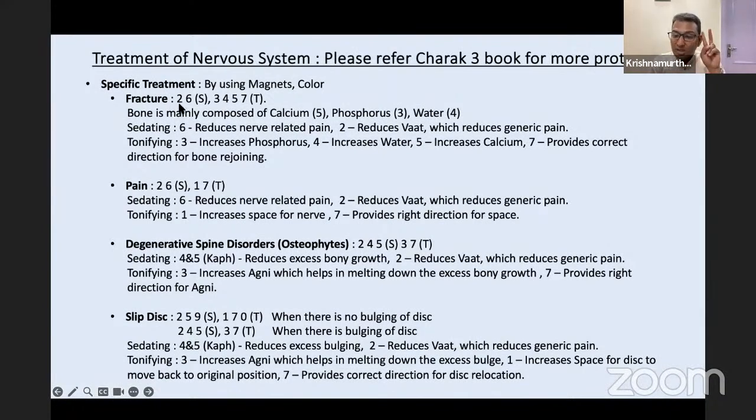2 and 6 sedate is for sedating the generic pain as well as the specific nerve pain. And I have to increase the raw material of the bone. That is why I am tonifying 3, 4, 5. And when the joining is supposed to happen, it should happen in the right direction. That is why I am tonifying number 7. Is this clear? Is everybody clear with this?